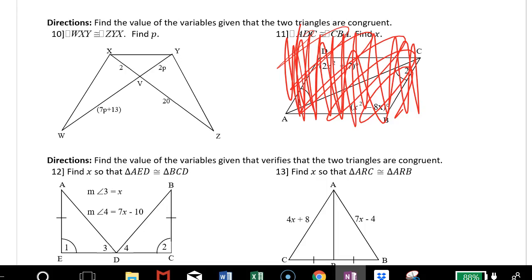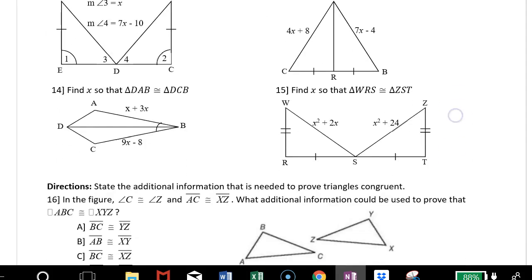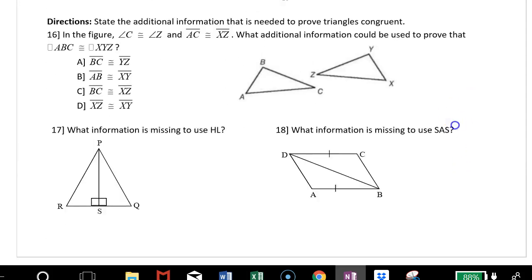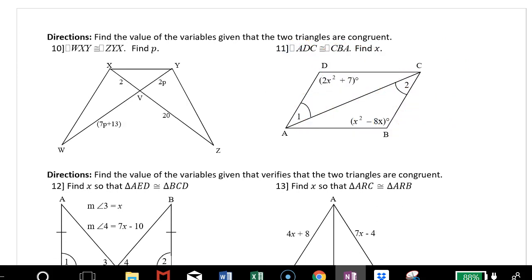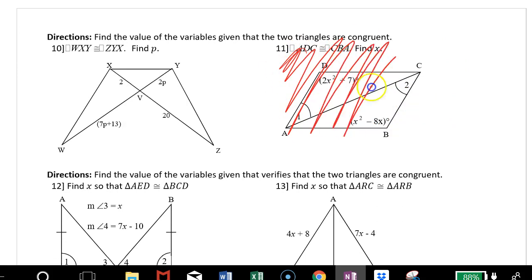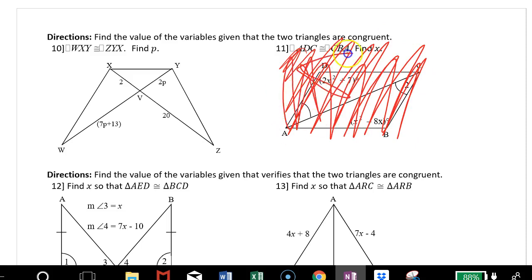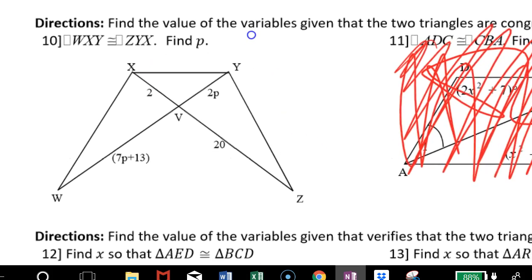Continuing with the Unit 5 exam review, page number 2, questions 10, 11, 12, 13, 14, 15, 16, 17, and 18. We are not going to do question number 11. I decided to throw that out, so scribble, scribble. That one is gone. We'll focus in on question number 10.